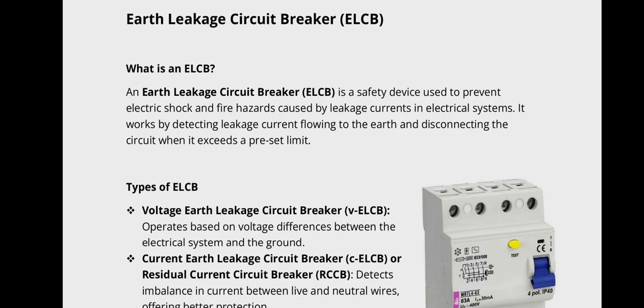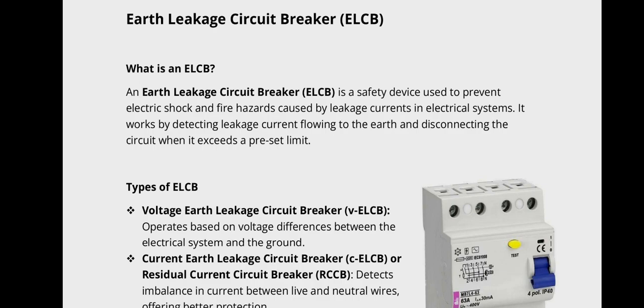That means suppose there is some current flowing between phase and neutral. Now suppose we are using an induction cooktop, a fan, and so many electrical equipment surrounding us, but due to some reasons the body is grounded. At that time what happens? When we supply electric current to our equipment, some amount of current will flow to the ground. That means there is a difference between phase current and neutral current, which will be sensed in this ELCB.